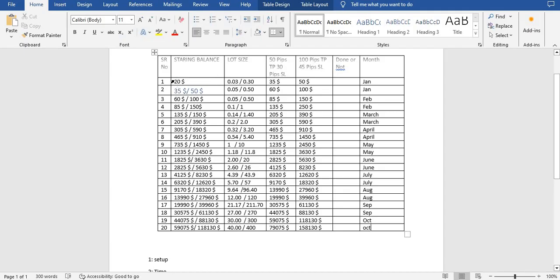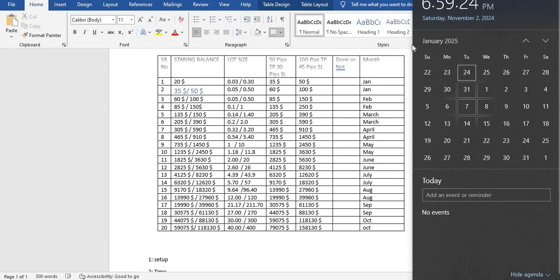If you have $20, you can start with $20 with this lot size. After the win you will get 35, meaning you've got $15 profit in the first trade. The first two trades, 1 and 2, you can take only in January. For example, you start from January 2025 and you have time till December 2025.